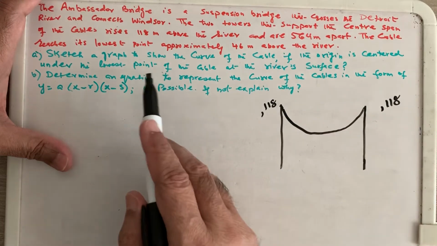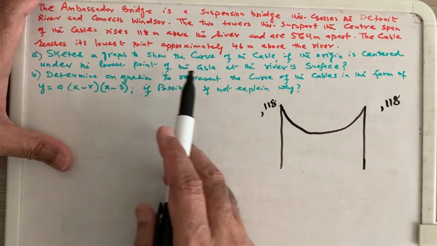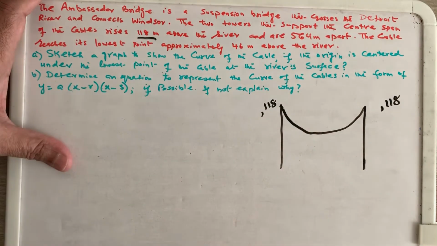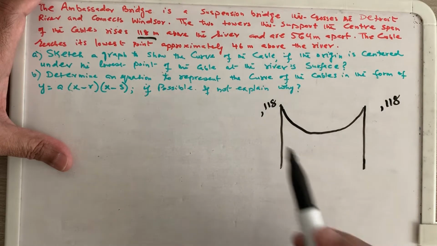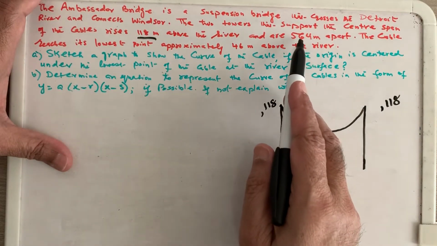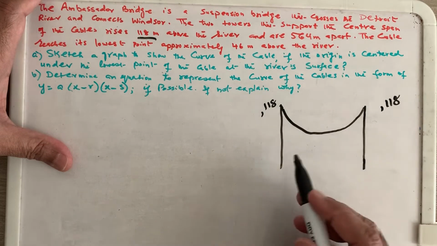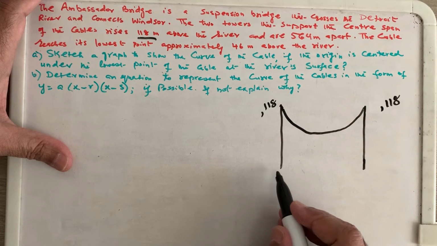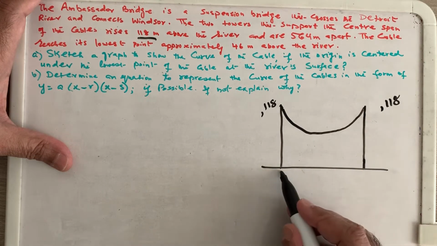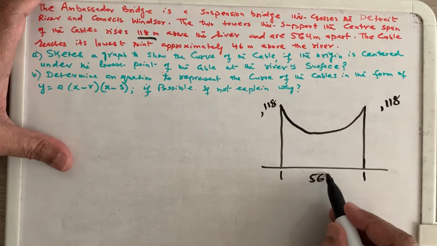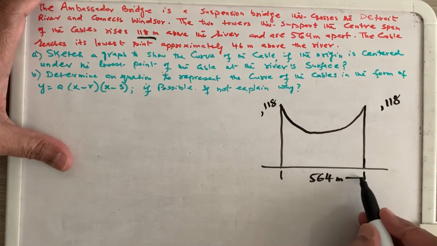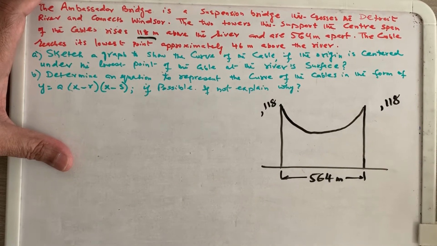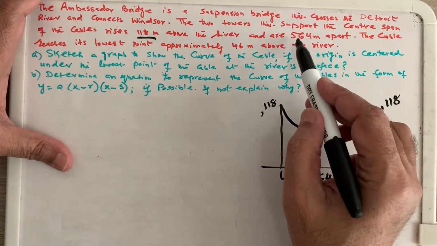So it's given, right? We can read it again. The two towers support 118 meters above the river. So these are the two towers, and they are 564 meters apart. The total distance between them is 564. So this distance is 564 meters, right? So what else is given? 564 meters is here, right?